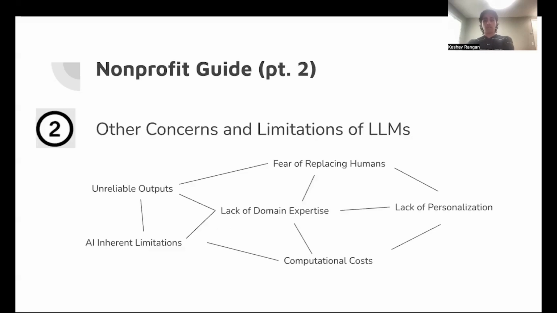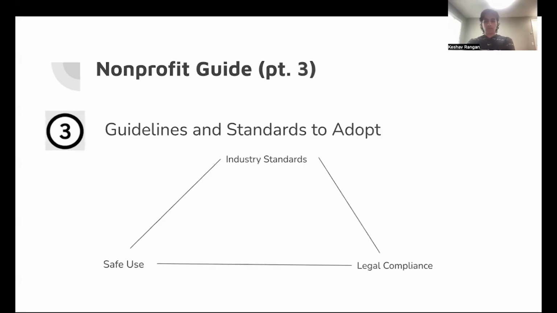The guide continues with other concerns and limitations with LLMs. Other concerns include unreliable outputs, high computation costs, and the fear that AI will replace human jobs. Limitations include a lack of personalization and domain-specific knowledge, alongside inherent issues such as lack of human emotion, intuition, and creativity. We then propose guidelines and standards for nonprofits to adopt.